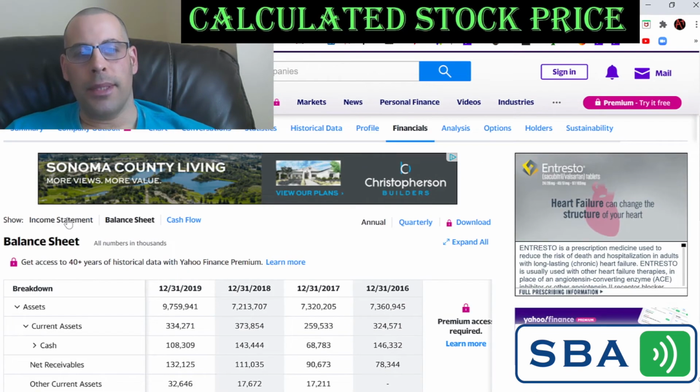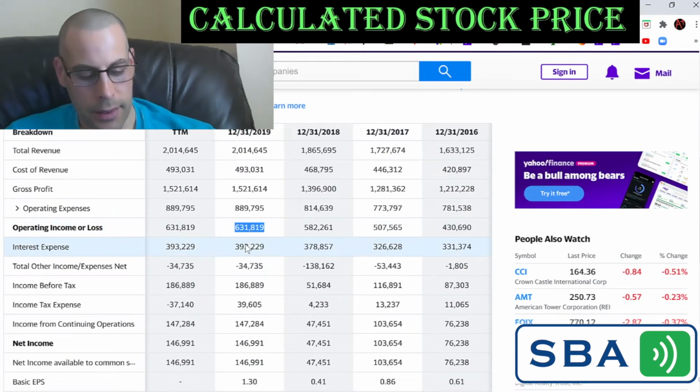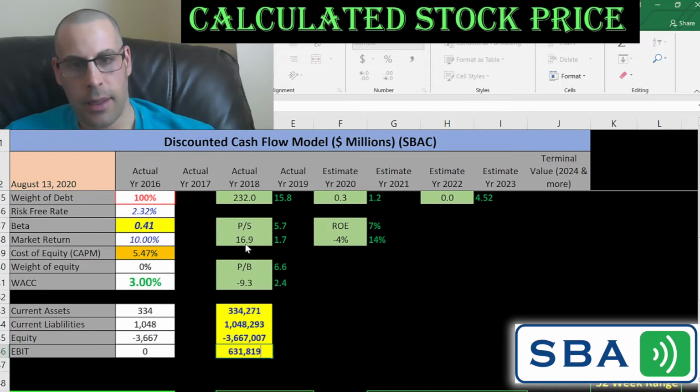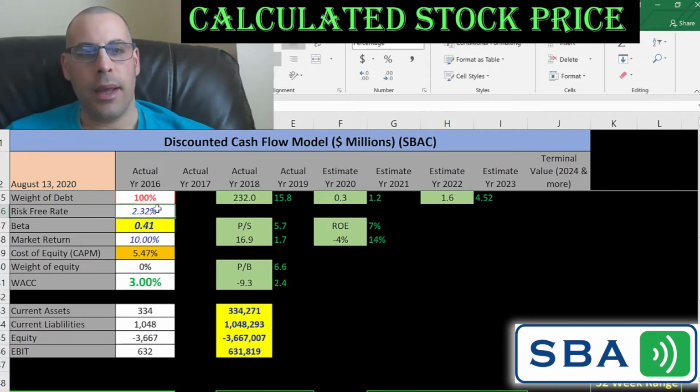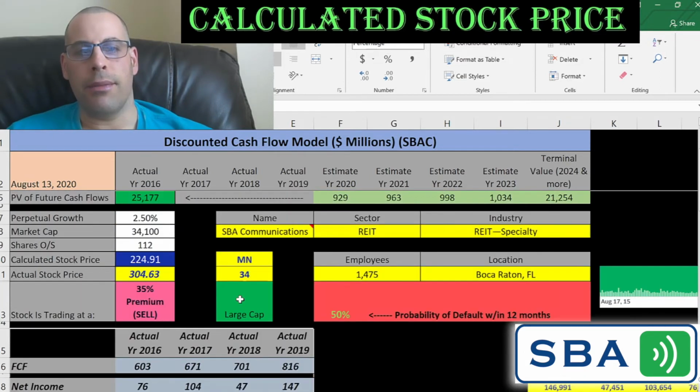Let's go back to the income statement, get their operating income. That's $631 million. Now let's look at a capital structure. They're 100% debt since they have negative equity. And the cost of debt is 3%. And that's a discount rate we're going to apply to the future cash flows.